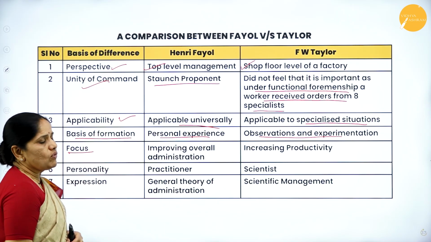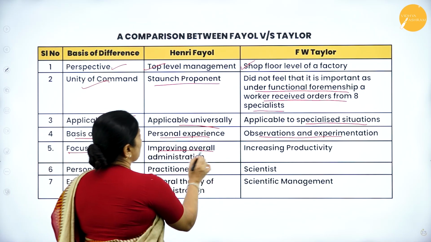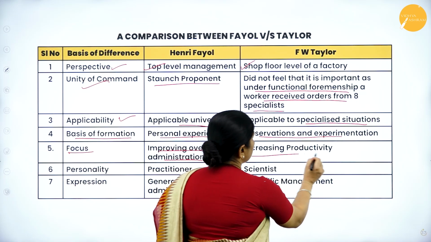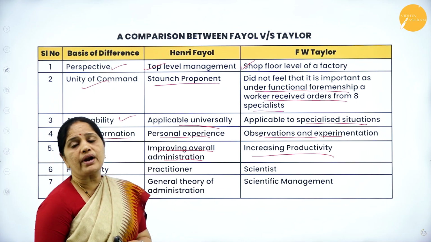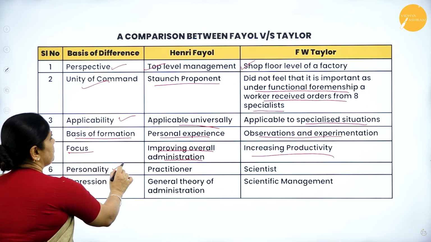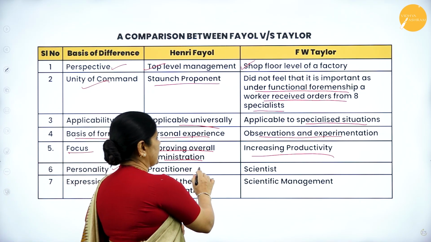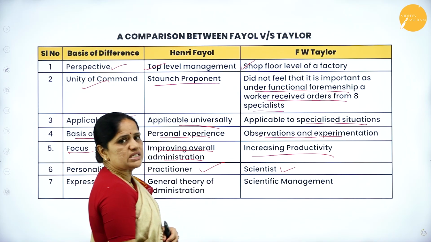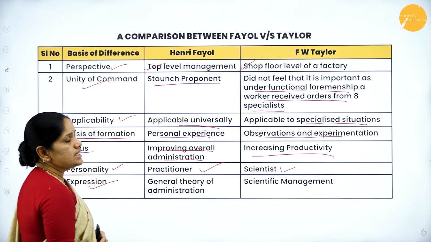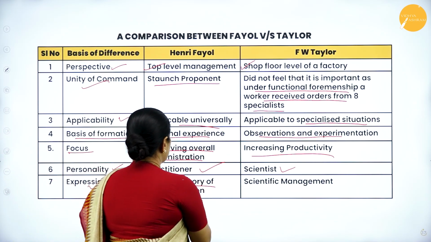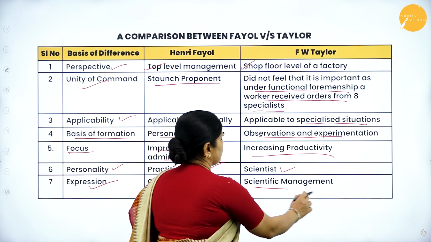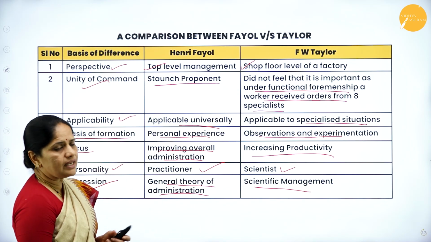Then focus. So what is the focus here? Improving overall administration of the company. That is Henry Fayol. But F.W. Taylor focuses on productivity. So how to increase the productivity of the organization? As for personality, Henry Fayol was a practitioner, whereas F.W. Taylor was a scientist. Then the basis of difference, expression. Henry Fayol propounded a general theory of administration, whereas F.W. Taylor gave us scientific management.